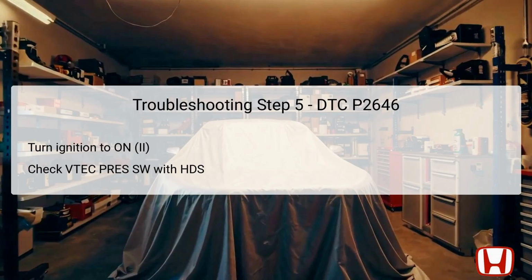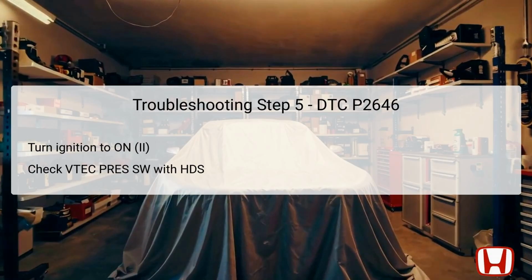With the rocker arm oil pressure switch disconnected, the ignition switch should be turned back to the on position for further assessment. This activates the system, allowing the HDS to monitor the VTEC press SW readings. Checking the readings is crucial, as it informs whether the switch is functioning and relaying the correct signals to the ECM.